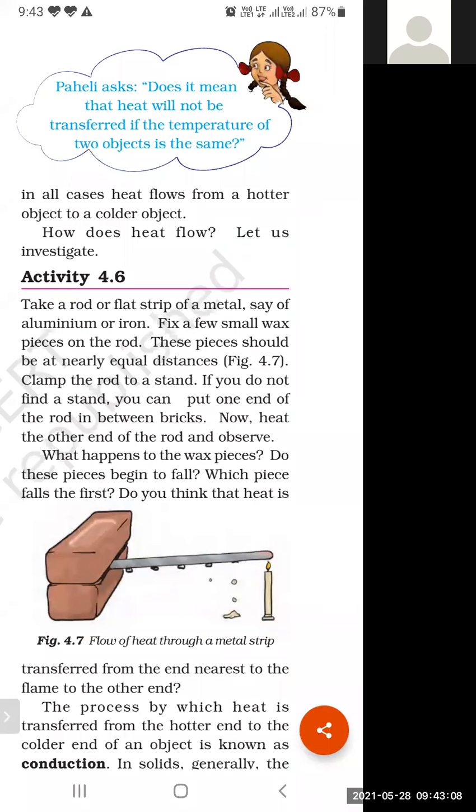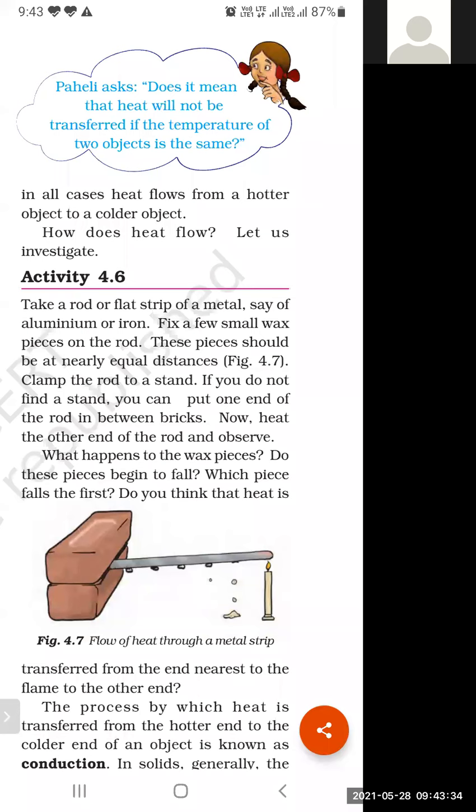Fix a few small wax pieces on a rod. These pieces should be at nearly equal distance. So with the help of a candle, we can put some drops of wax at a distance of 1 centimeter. We can make a gap between each dot of 1 centimeter.